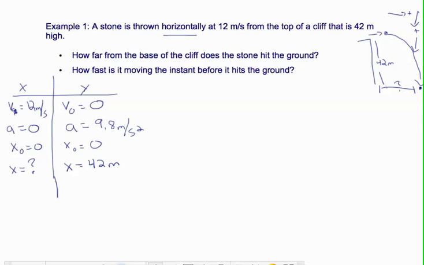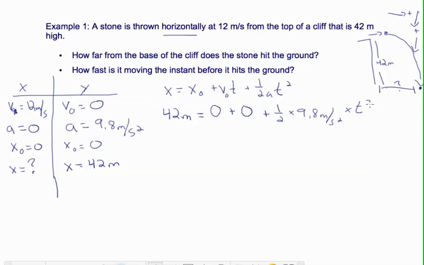So we know x equals x naught plus v naught t plus 1/2 at squared. And we know that x is 42 meters, and x naught is 0, and v naught is 0, so v naught times t is 0, plus 1/2 times 9.8 meters per second squared times t squared. So we can drop the zeros, and then 1/2 times 9.8 is 4.9. So if we do 42 divided by 4.9, we get 8.57.